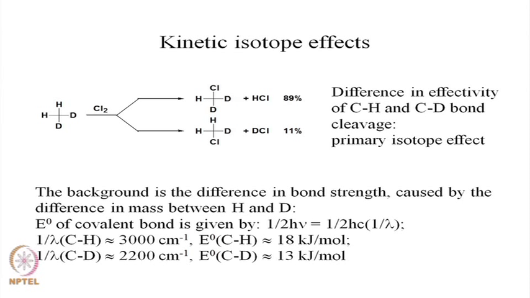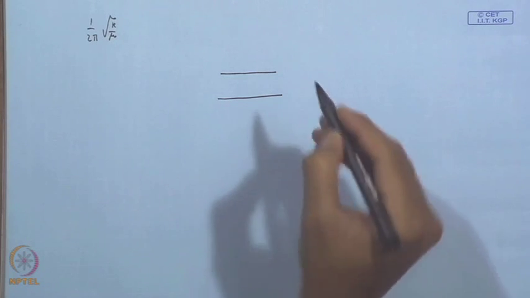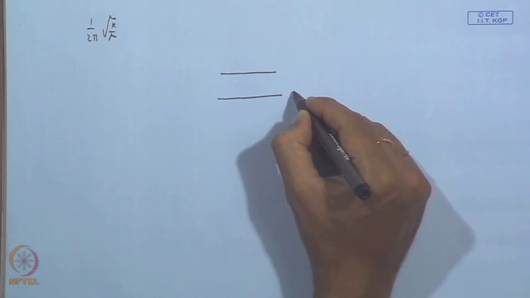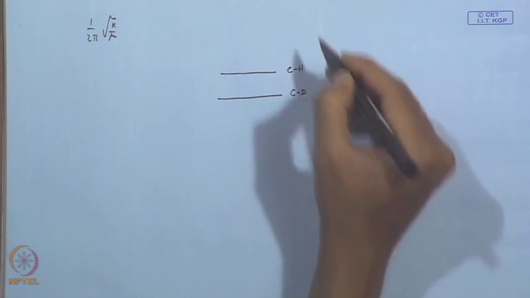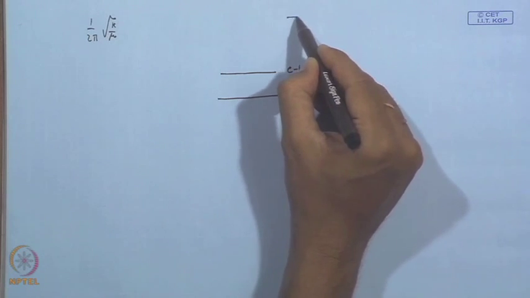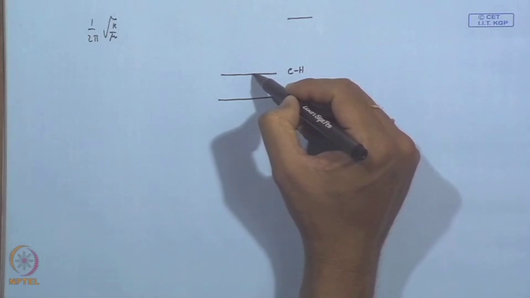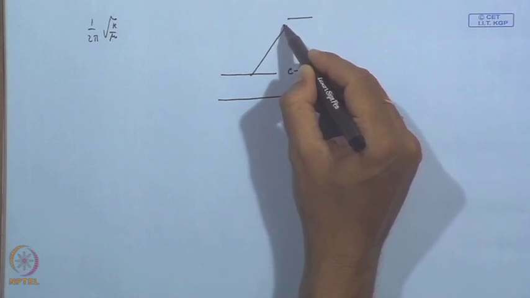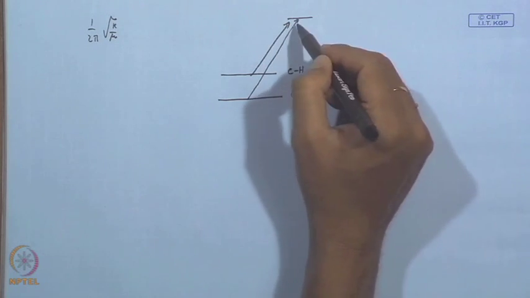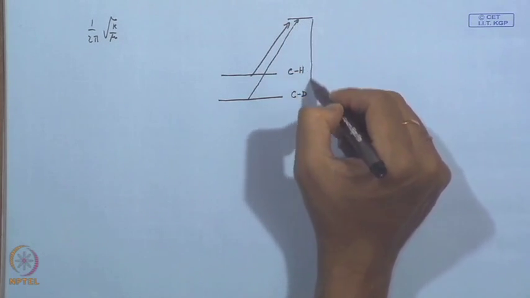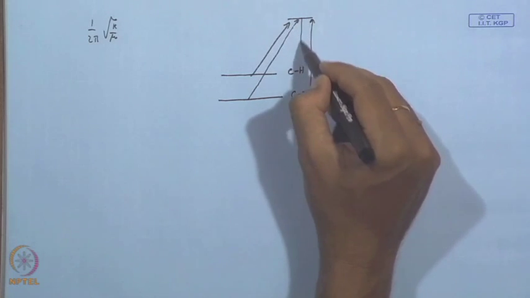That means if you have an energy level diagram, this is for your CD, and say this is for your CH, and suppose this is your transition state. What you need is to transfer this to here, or maybe this to here. So it requires more activation. This is more compared to this one.